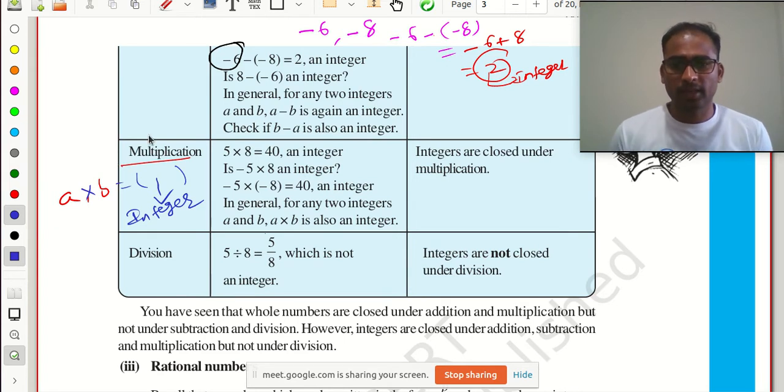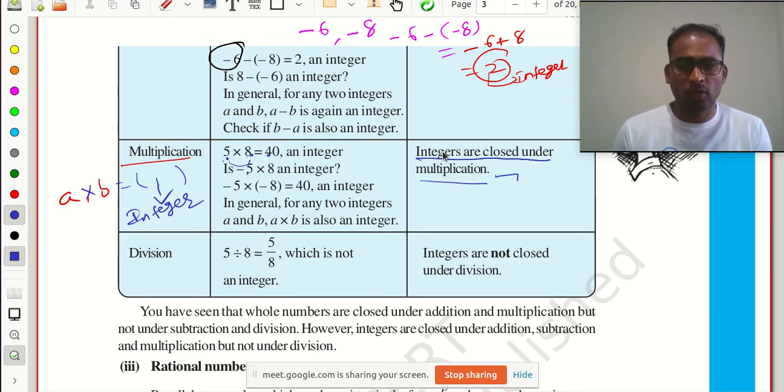Yes, sir. So now the example is that 5 is an integer and 8 is another integer, and if I am doing the multiplication of these two integers, 5 times 8 is 40. 40 is also an integer only. And one more example: minus 5 is one integer, 8 is another integer. If I do multiplication of these two integers, I will get minus 40, which is also another integer only. So I can say here integers are closed under multiplication.